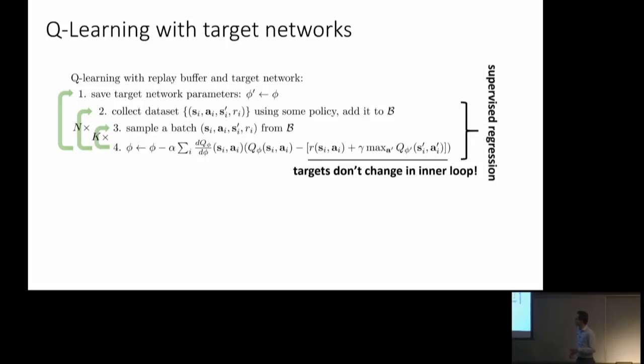So now if you actually look at this part of this algorithm, it really looks basically identical to supervised regression. You have some target function determined by phi prime and r, neither of which depend on phi within this inner loop, and you're regressing onto that by modifying phi. And then you just have this outer loop where phi prime does get set to phi, and that of course does change the targets, but that happens much less frequently.